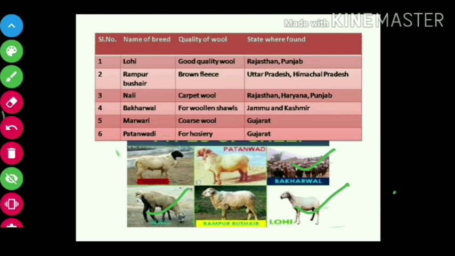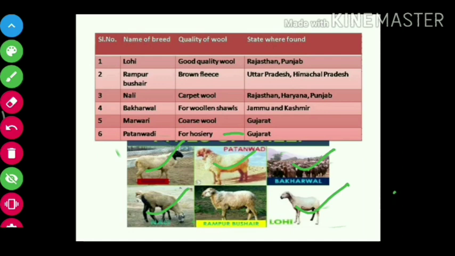Then Marwari. Marwari has coarse wool. Coarse wool means rough wool. That is found in Gujarat. Then Patanwadi. Patanwadi is for hosiery. Here a new term is given, hosiery. Where do we find it? The Patanwadi sheep is found in Gujarat.